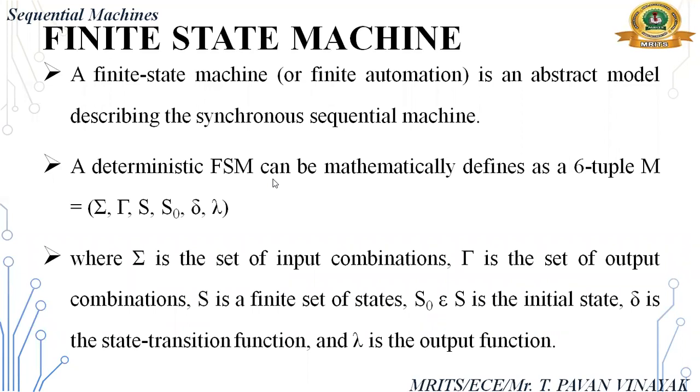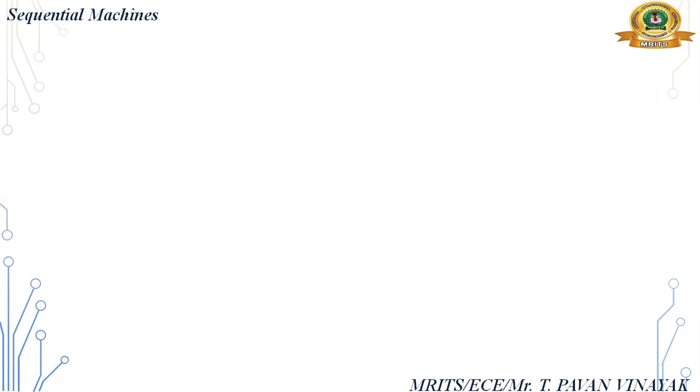Next, these finite state machines are classified into two types: Mealy machine and Moore machine. So what is a Mealy machine? A Mealy machine is a sequential FSM where the output of the machine depends on the given input function and state.